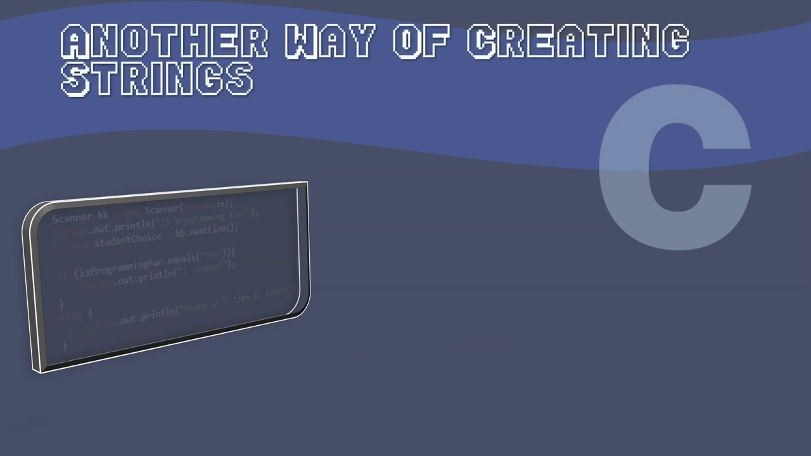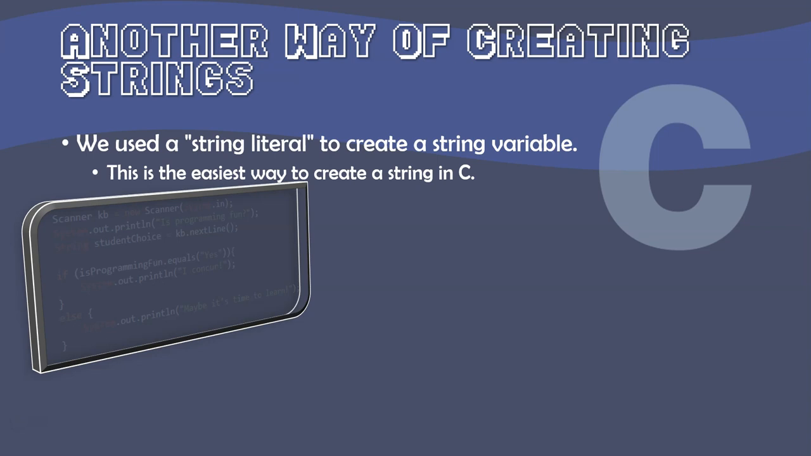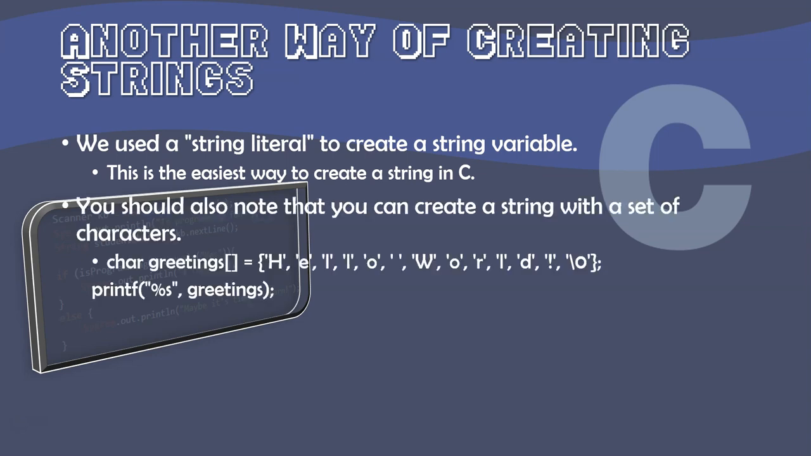There is another way of creating strings besides what we've looked at. What we've done so far is use what's known as a string literal to create a string variable, and this is the easiest way to create a string. However, you can also create a string with a set of characters. So I could have written out char greetings as you can see as follows: 'H', 'E', 'L', 'L', 'O', space, 'W', 'O', and you get the picture.